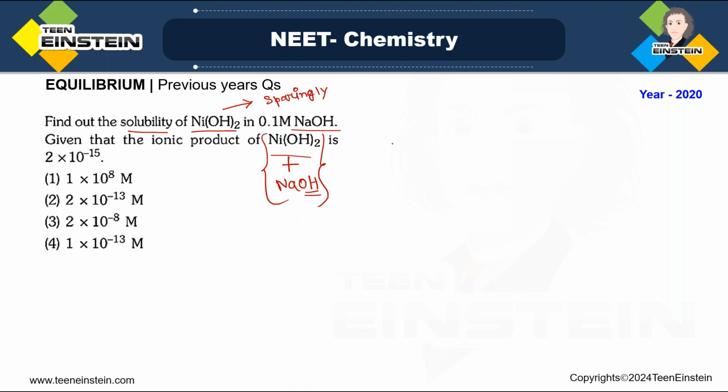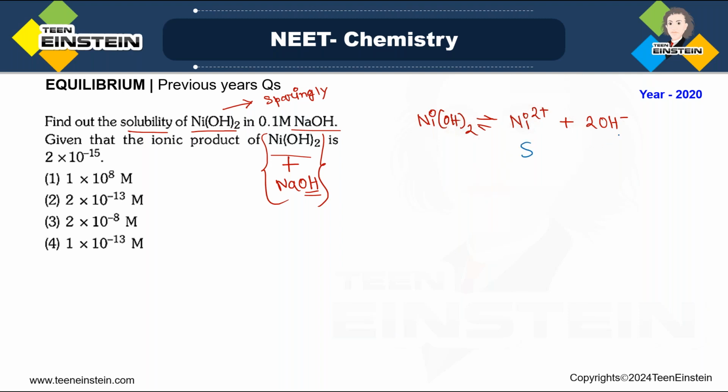So Ni(OH)2 is basically dissociating as Ni2+ and 2 hydroxide ions, right? That means you already have some HO minus ions present in the medium. So the system will try to move towards the backward side to maintain the concentration of HO minus the same. So its solubility will decrease. But whatever it is, we will here calculate the solubility, and we are not comparing the solubility before and after. We simply have to find the solubility.